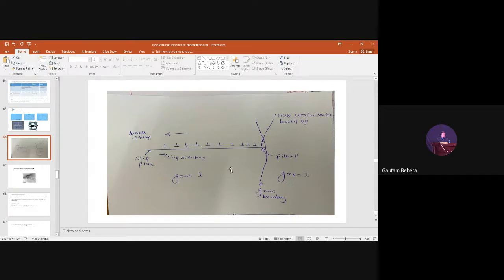Anybody else, can you figure out what else happens due to pileup? It is already written. Just look at the image carefully. Stress concentration buildup, yes, it is clearly visible. Where is the stress concentration building up? At the grain boundary, along the grain boundaries as well as on the leading dislocation, the dislocation which is leading, right? These dislocations and along the grain boundaries.